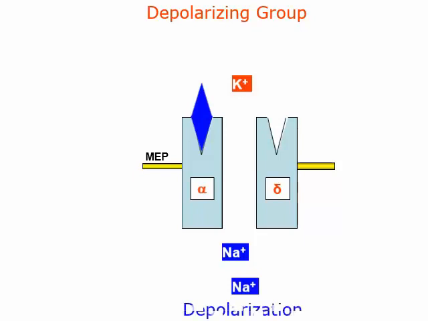This results in slight depolarization at the motor end plate, since the positive charge on the sodium ions exceeds the positive charge on the potassium ions. This depolarization is called the end plate potential. It is about 5 to 15 millivolts. It triggers action potential in skeletal muscle, and thus initiates skeletal muscle contraction.